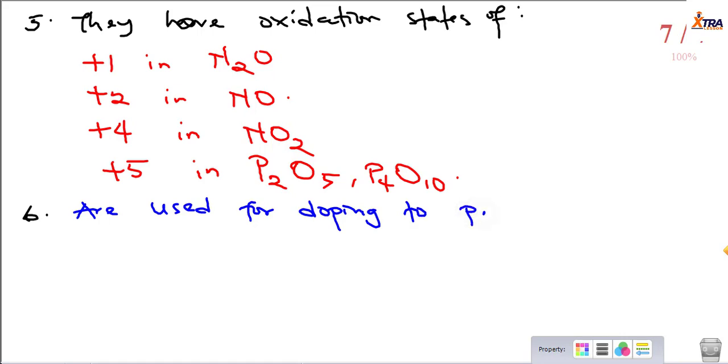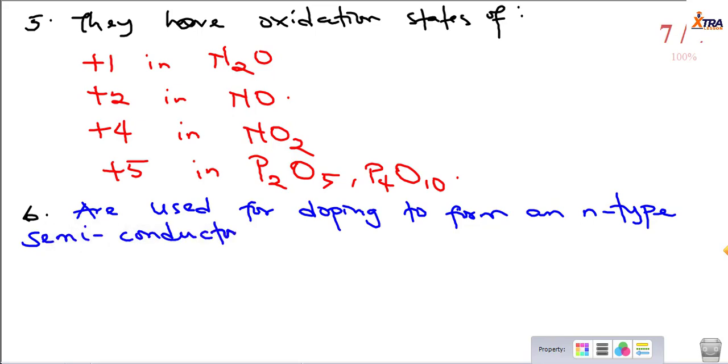to form an N-type semiconductor. So what does this mean? You know, group 5 elements have 5 valence electrons, right? Okay, I will explain it with these points.